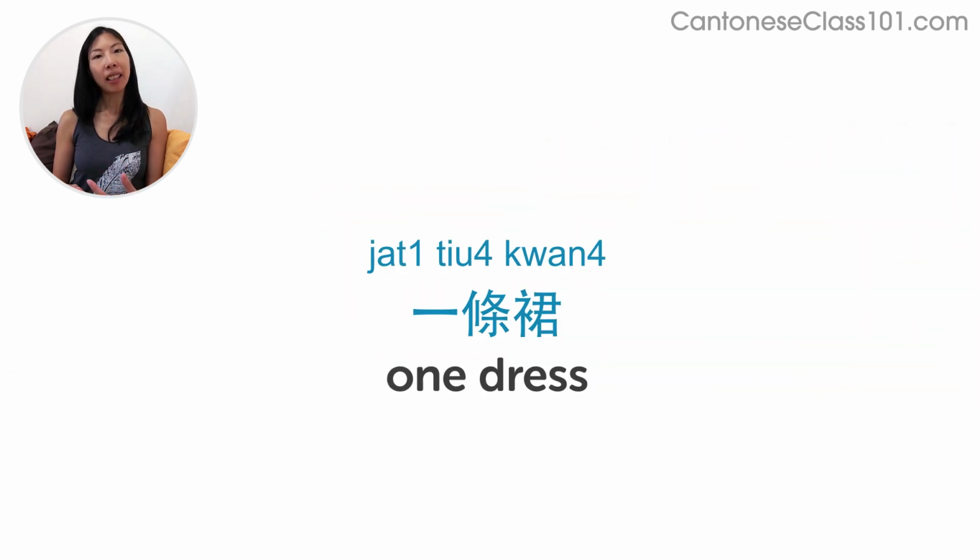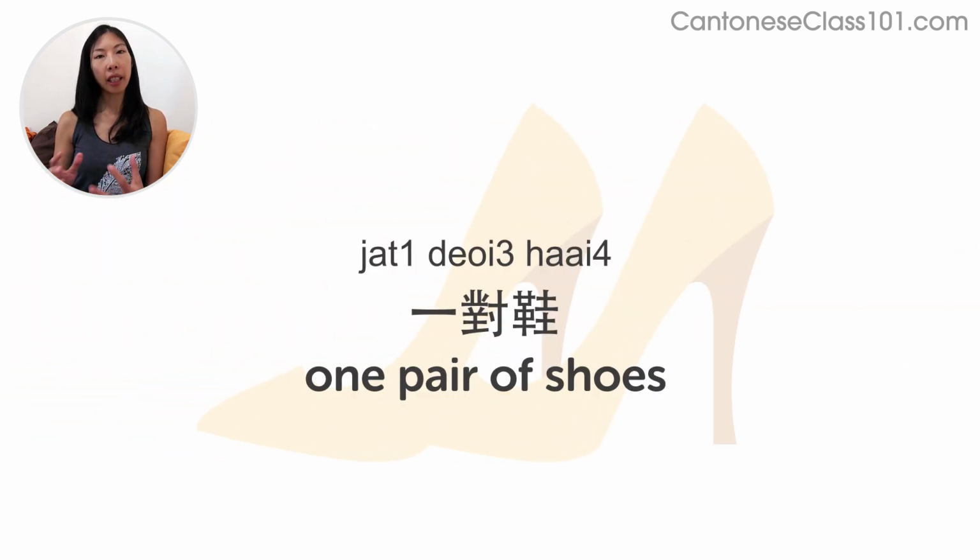For example, 一條裙, 1 dress. For anything that comes in a pair, like shoes and gloves, we use 對. For example, 一對鞋, 1 pair of shoes. So sometimes you can guess the measure words based on items that fall in the same category.